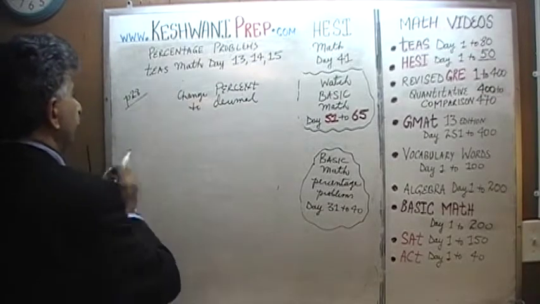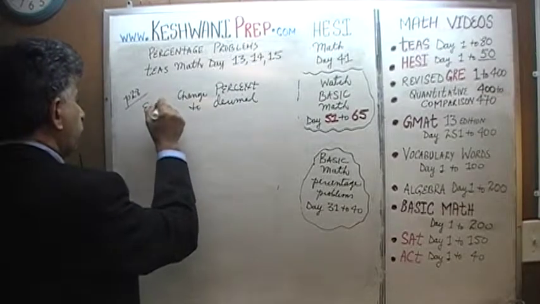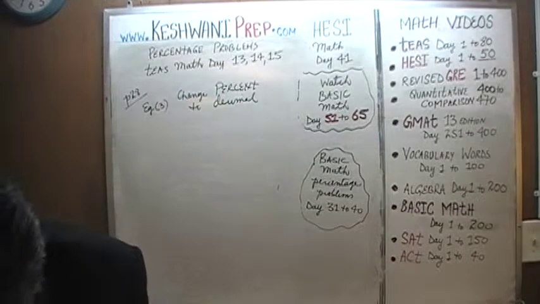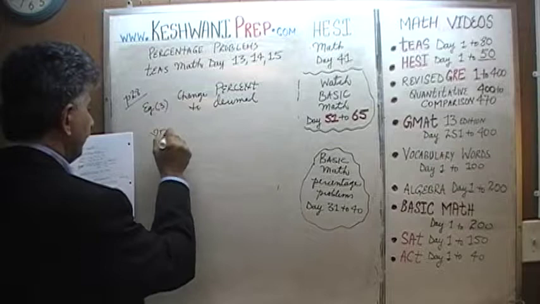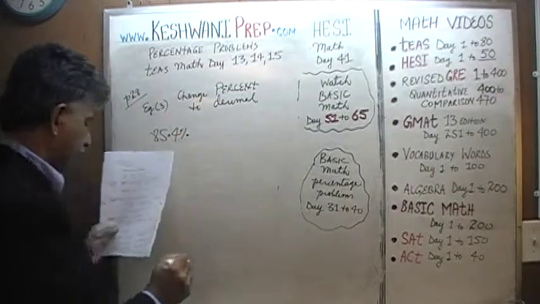Number 3. It says convert the percent into a decimal. 85.4% into a decimal.